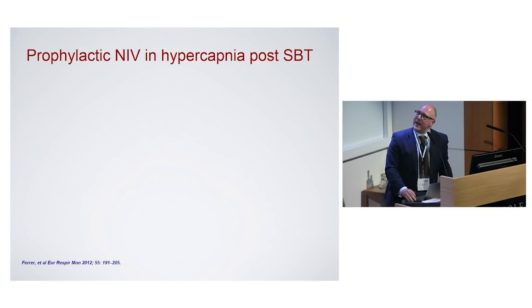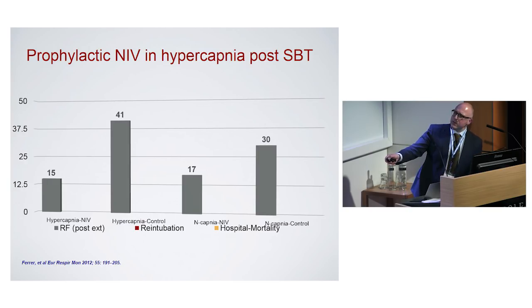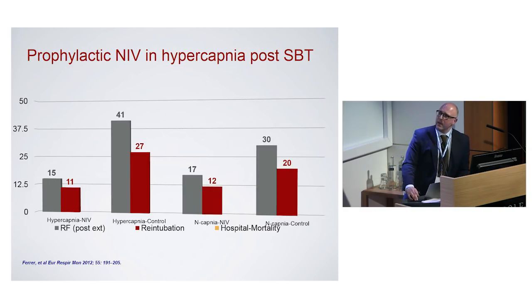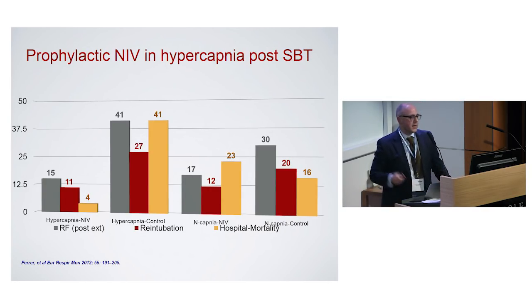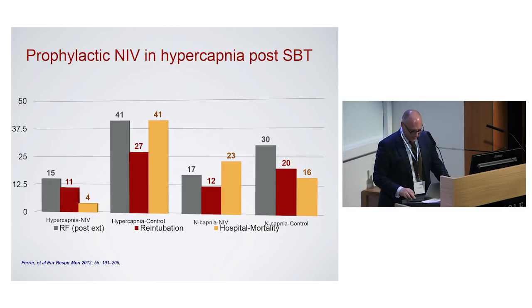So, prophylactic non-invasive ventilation. If you look at that again, there is an interesting relationship between hypercapnia, non-invasive ventilation, and control. You can see that patients who do receive non-invasive ventilation on extubation have less post-extubation respiratory failure, fewer reintubations, and certainly the hospital mortality seems to be reduced.